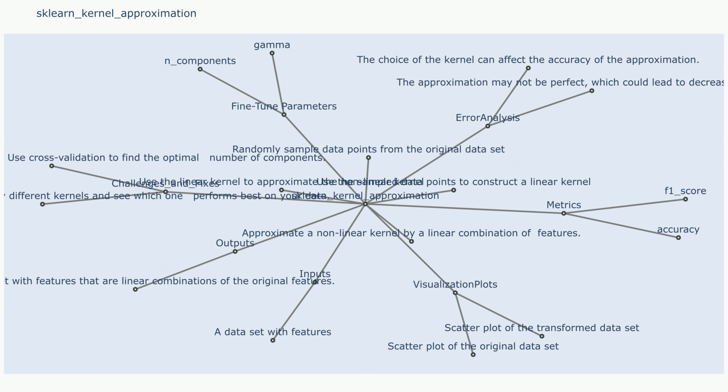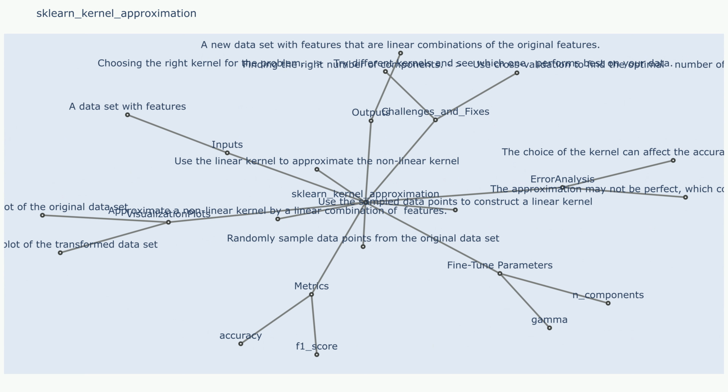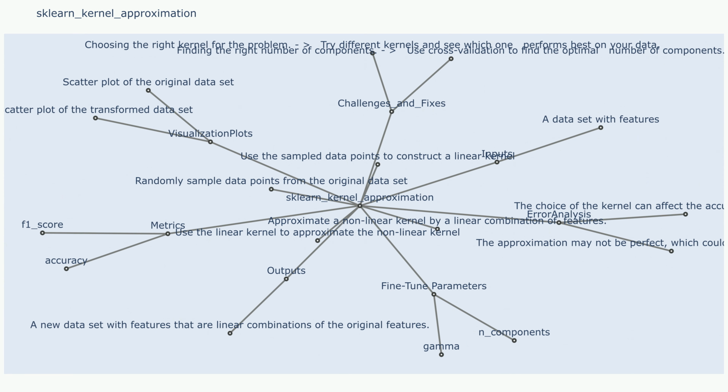Challenge 2: Computational overhead. Kernel approximation can be computationally expensive, especially for large datasets. Sample use case that resulted in challenge 2: training a kernel SVM with kernel approximation on a large dataset of text documents.